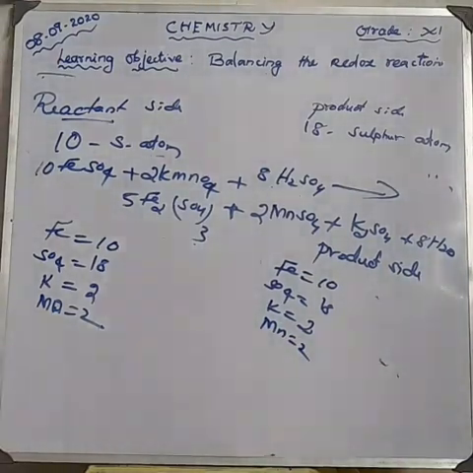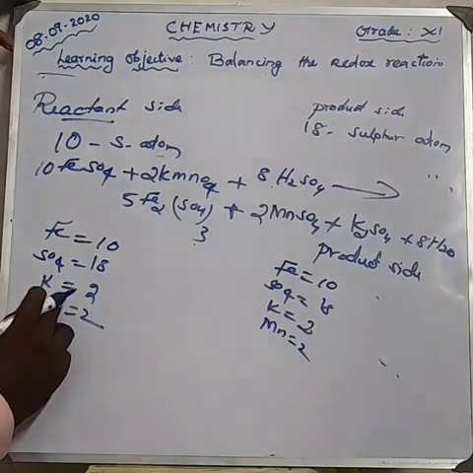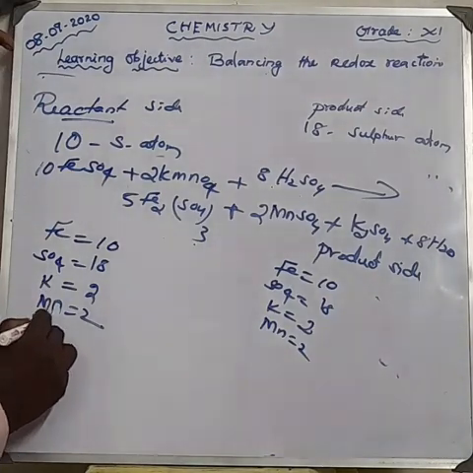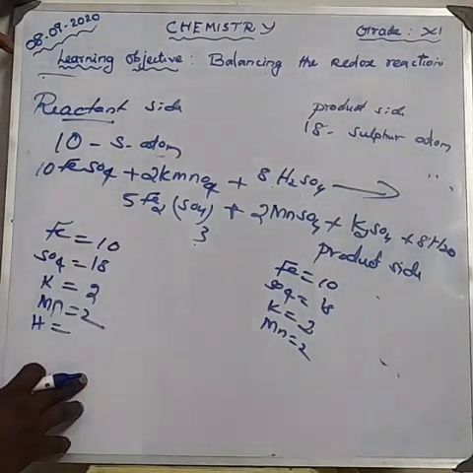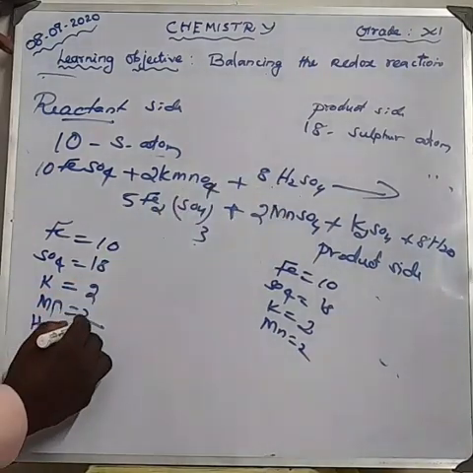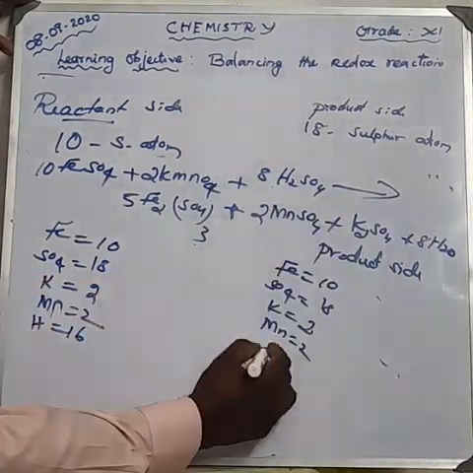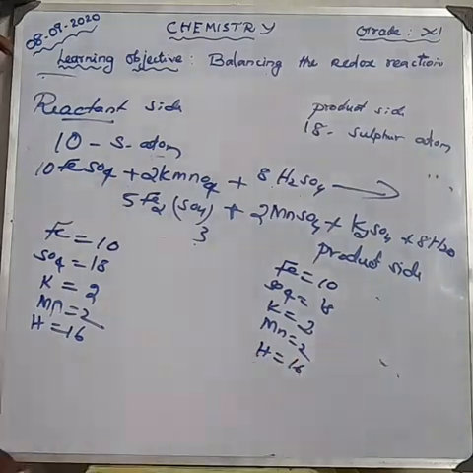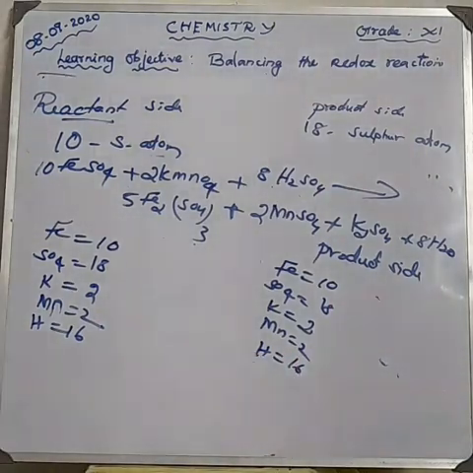Then about the hydrogen. What is about the hydrogen? 8 times 2 is 16. Am I right? Here also hydrogen is equal to 16. Now the equation is balanced.